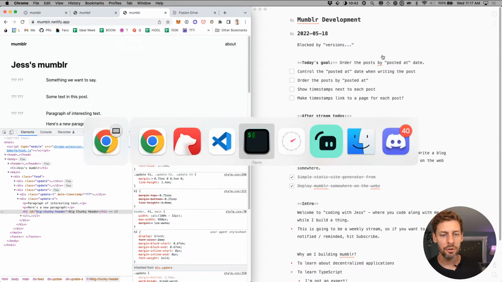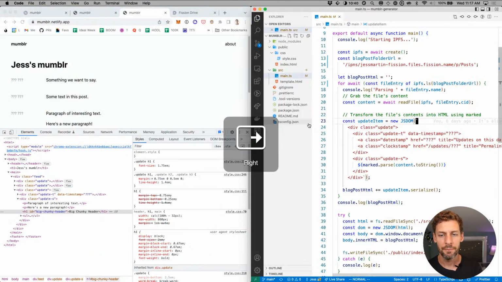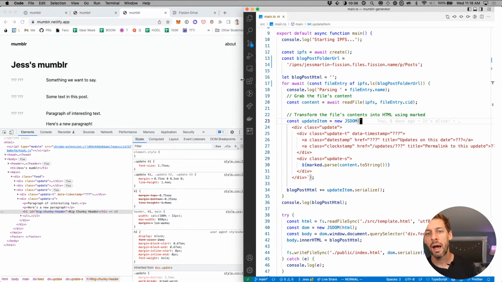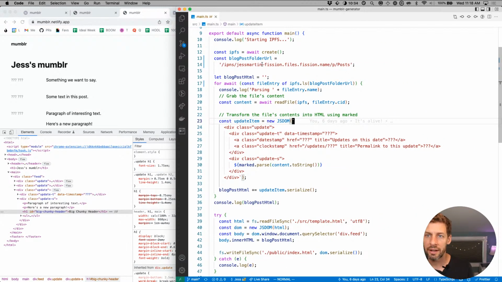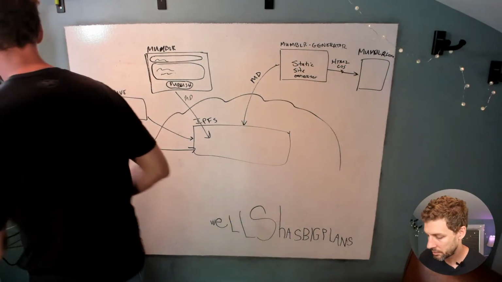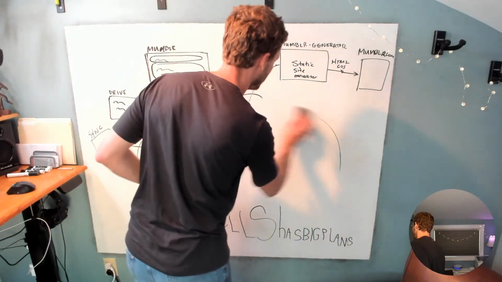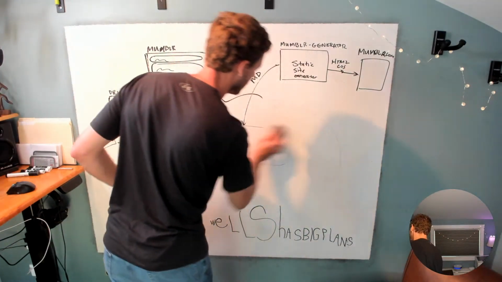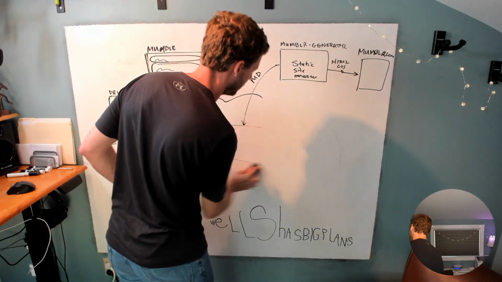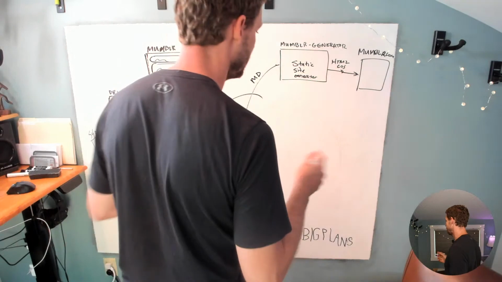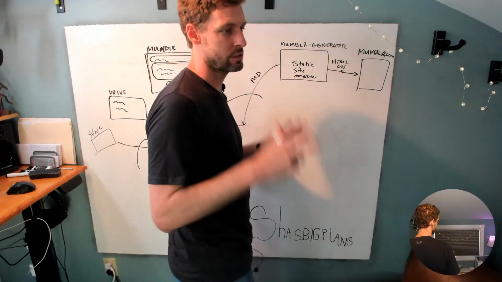The way that Mumbler Generator works is it grabs files from IPFS. Now, IPFS is a decentralized file system that works like this. So let's jump over to the whiteboard and steal part of my whiteboard back from our architecture diagram. So IPFS is a content addressed file system.